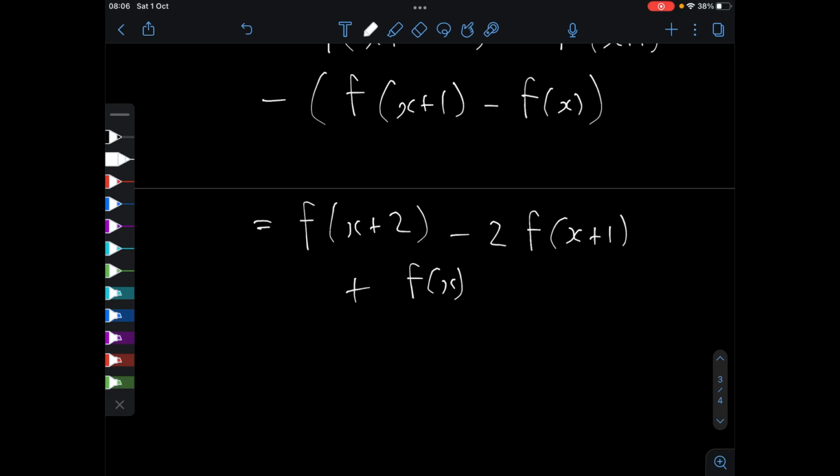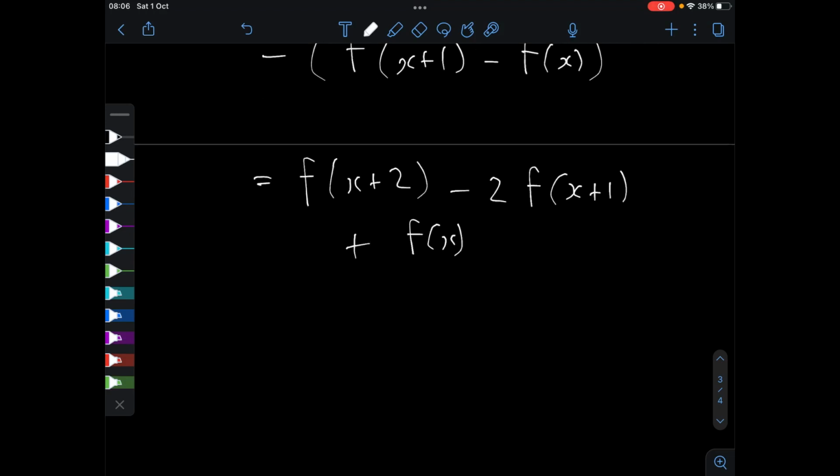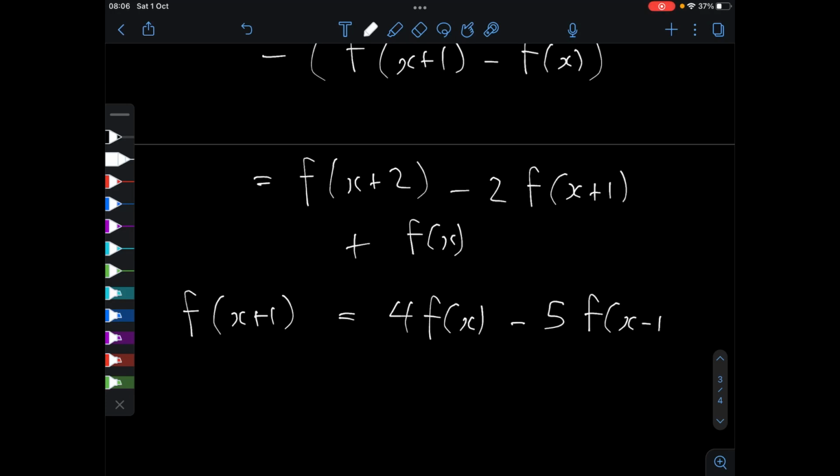Now we can relate these differences together in what we call difference equations, and we solve them in a really similar way to how we solve differential equations. So let's look at an example. Say we have the difference equation that says f of x plus 1 is equal to 4 f of x minus 5 f of x minus 1.